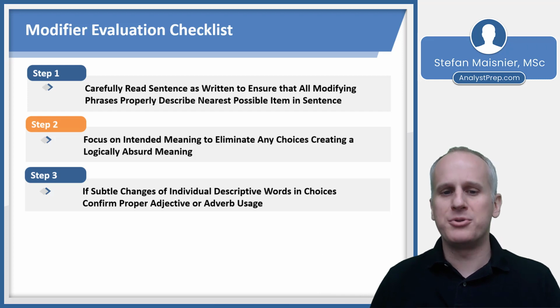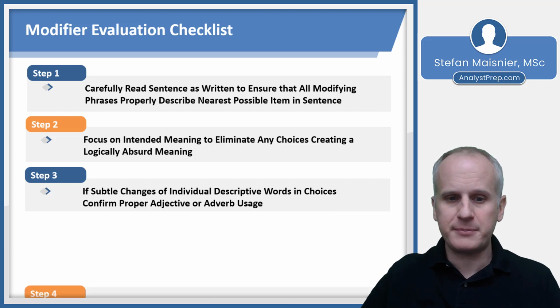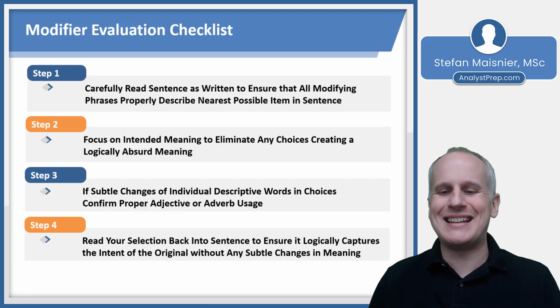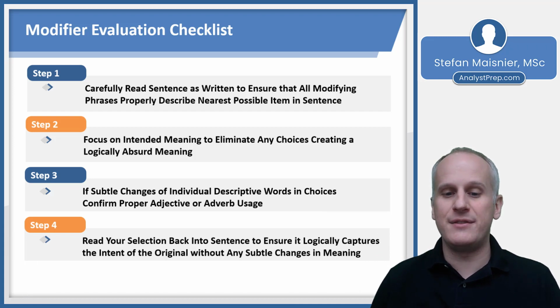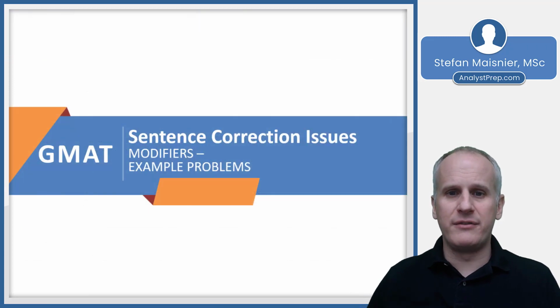So more, most, anything involving descriptors that are changing so subtly, you really do have to confirm that you're using the right adjective or adverb, or the right superlative or comparative. And you want to read your selection back into the sentence to ensure that it logically captures the intent of the original without any subtle changes in meaning, possibly catching something like a superlative to comparative change or vice versa before making your selection and moving on to the next question. So let's move on over to the whiteboard and take a look at a couple more examples to see how we can execute on evaluating modifier issues on GMAT sentence corrections.